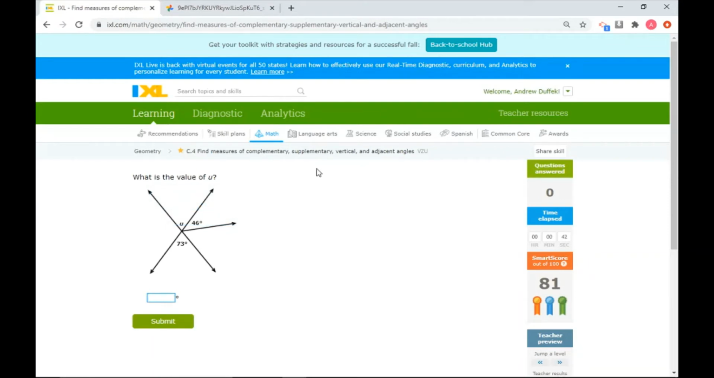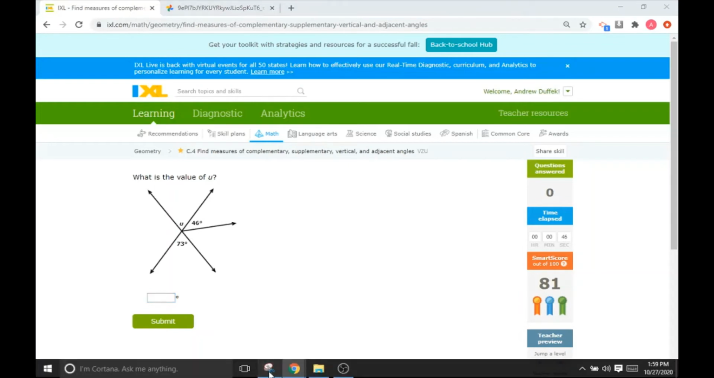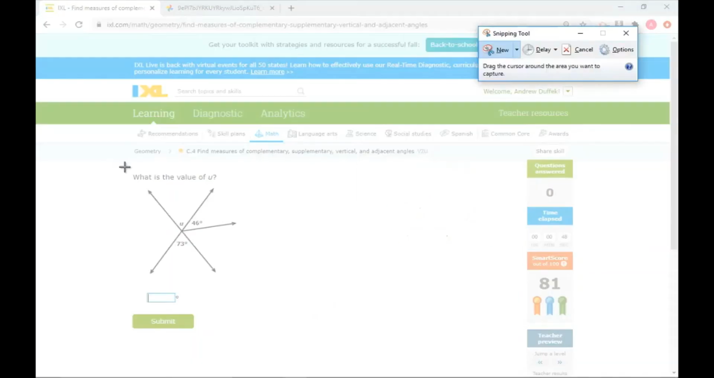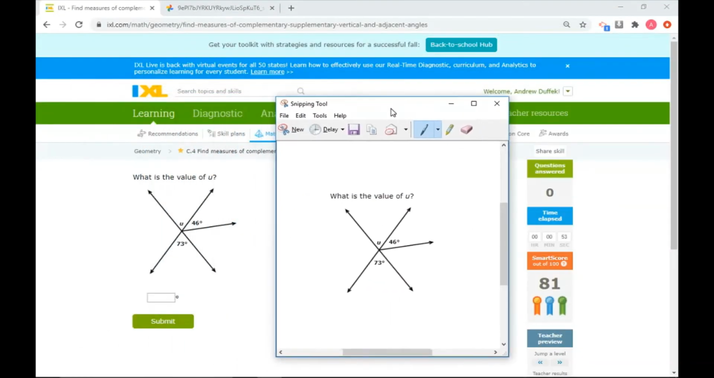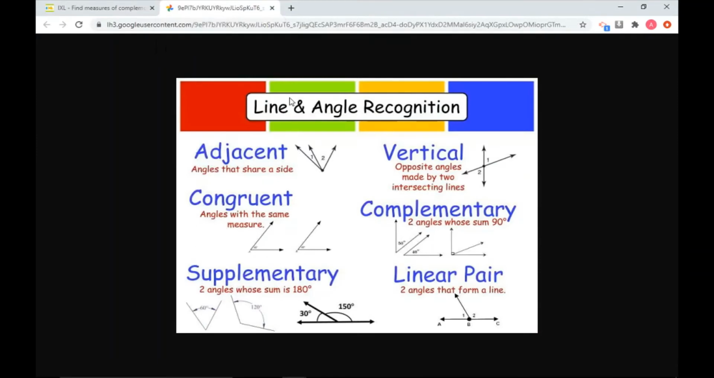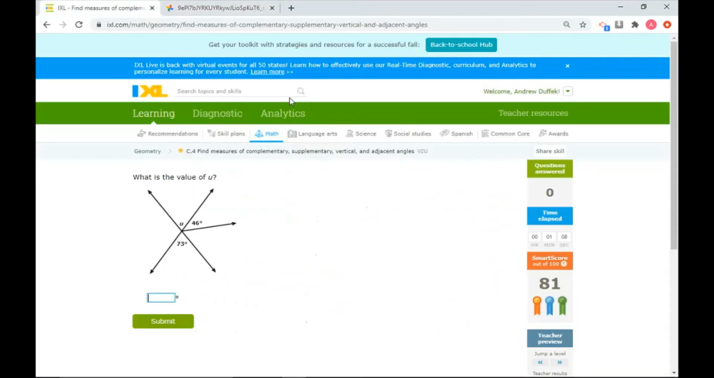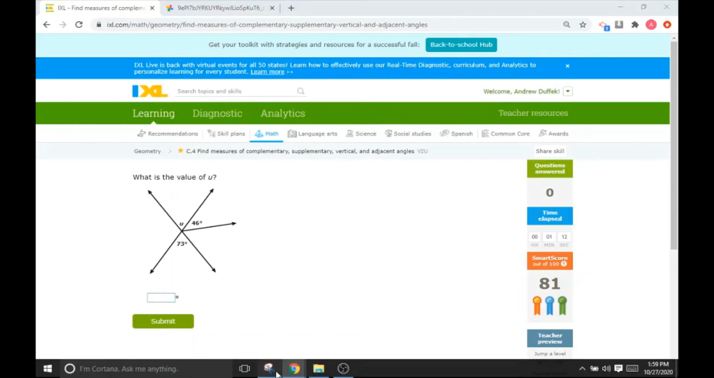Okay, and here is a good vertical angle problem. Again, it took me a while to find another problem, so we're going to steal this one. Remember, a pair of vertical angles are just angles on the opposite side of an intersection point, right? We have two lines that intersect right here in the middle at this vertex. On opposite sides are going to be vertical angles. They are going to be equal. So what is the value of U?